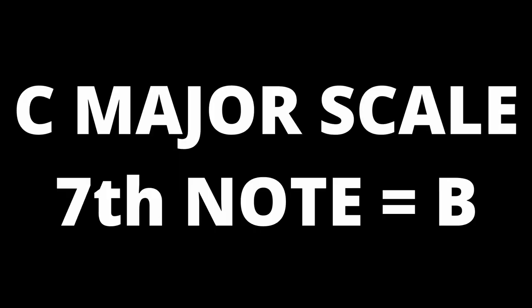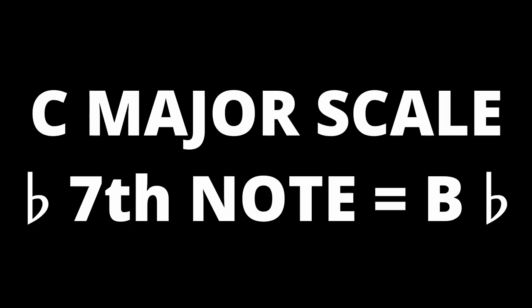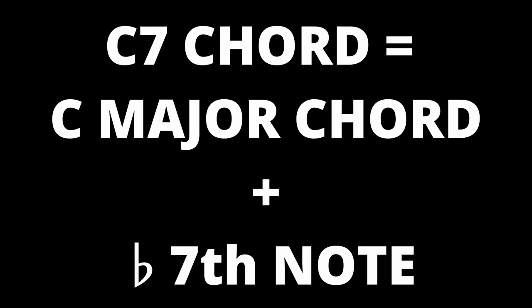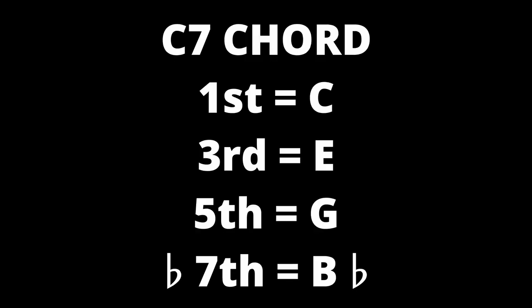Let's clarify this with an example. The C major scale has the following notes. The 7th note in the scale is B. So our flat 7th note is half a step below this, which is B flat. This is also a whole step below the root note of C. So in order to create our C dominant 7 chord, we take the C major notes and add the flat 7 as a 4th note. This means that the C dominant 7 has the notes C, E, G, and B flat.